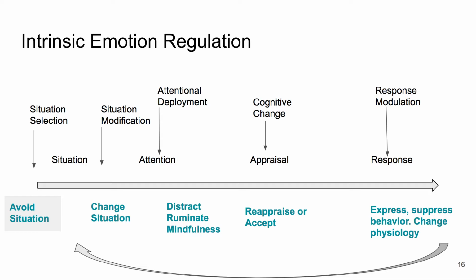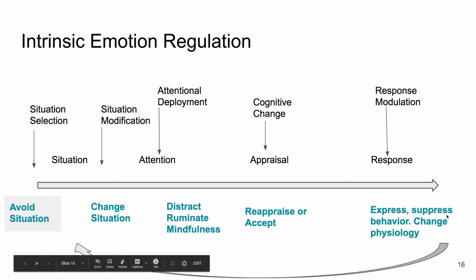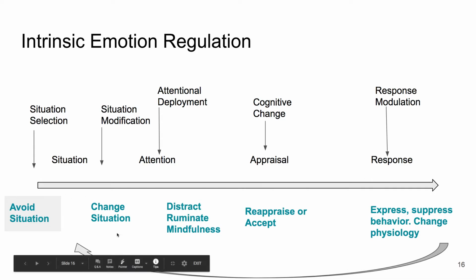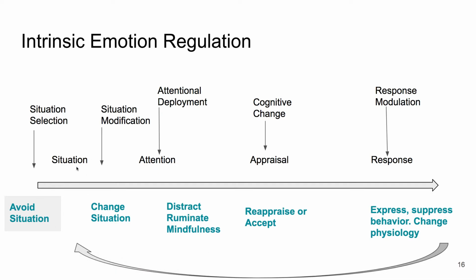Acceptance is going, okay, this is going to happen. I'm going to run into my ex, and I know that I'm going to be anxious about it, and that's okay. So that's acceptance. And the last one we talked about was suppression, where we are changing our expression. So again, we need to think about if this situation is just coming up over and over again. That's going to give us information on what strategies we might focus on.